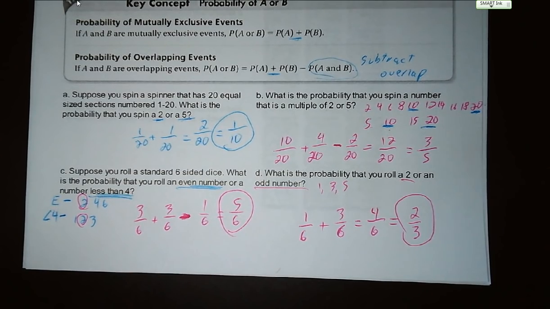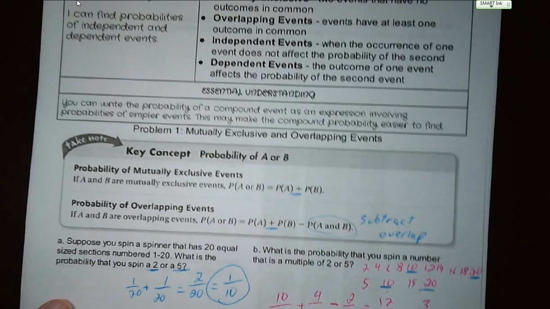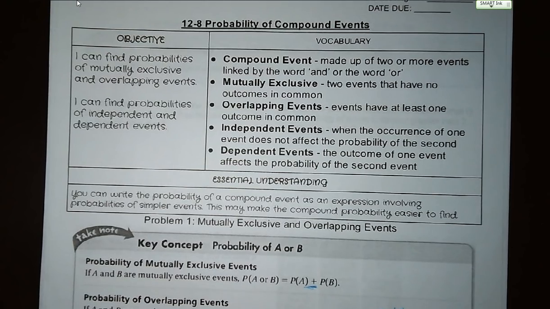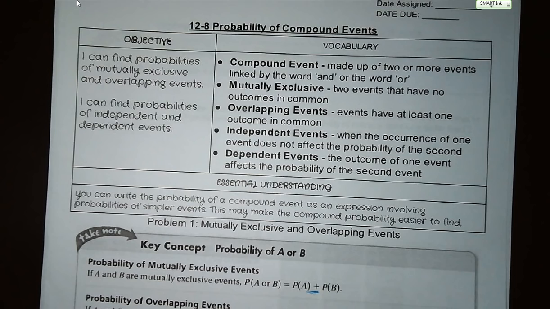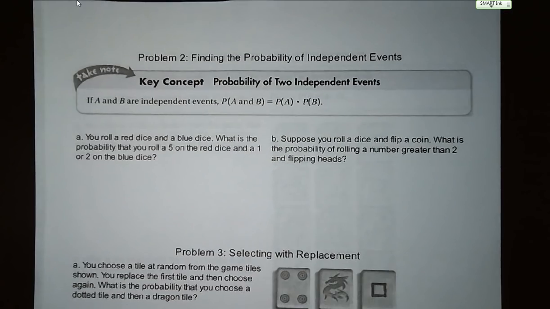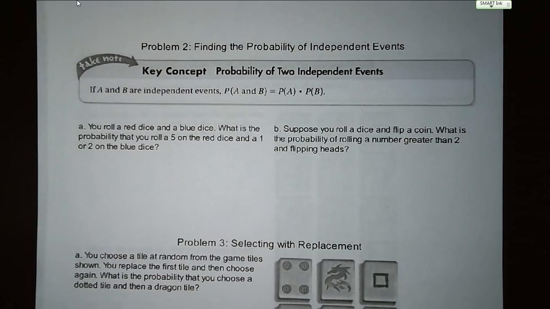Now, the question you might be thinking is, do we have to reduce? Yes. You have been taught to reduce fractions in, I don't know, 5th grade. By this point in your life, you should assume that any fraction you have that can be reduced should be reduced. All right. Finding the probability of independent events.